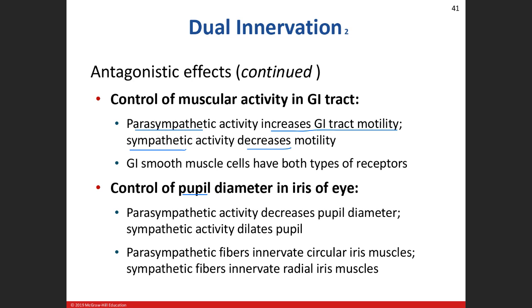Whereas the parasympathetic will decrease the diameter of the pupil. So parasympathetic will decrease the diameter, whereas sympathetic will dilate or open up the pupil there. We'll talk a little more about that when we get into chapter 16 about pupil dilation and constriction. But it's the parasympathetic that stimulates the circular muscles of the iris, which are these sphincter-like muscles. So here's the iris, and they kind of look like this.